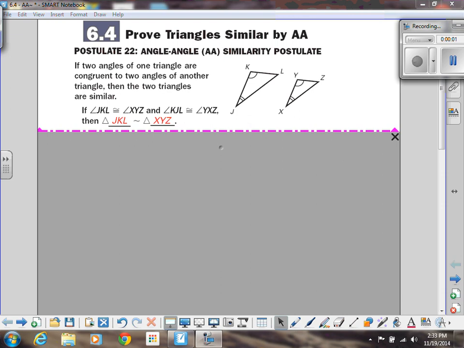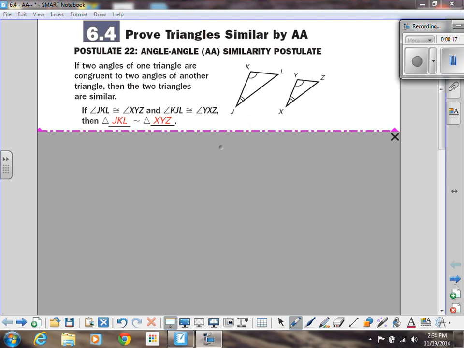Hello, we're going to talk about how to prove triangles are similar by what we call AA. It's the angle-angle similarity postulate. So here's what the postulate says. If two angles of one triangle are congruent to two angles of another triangle, then those two triangles are similar.